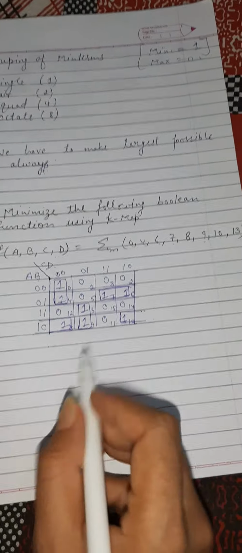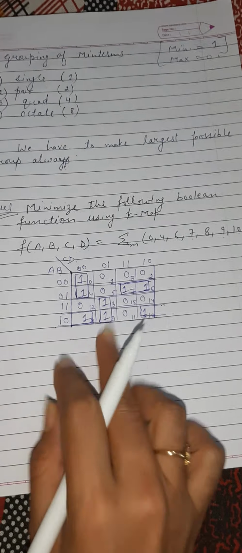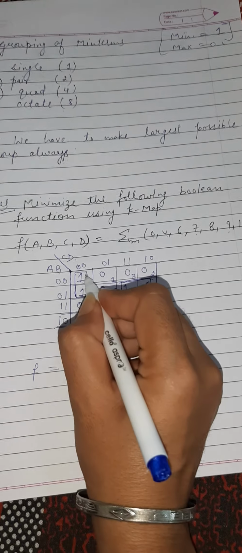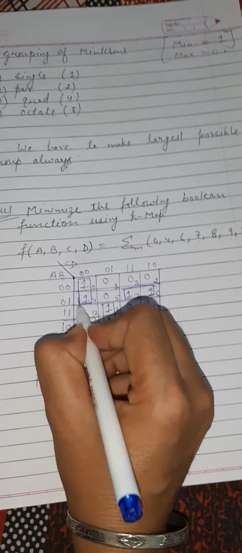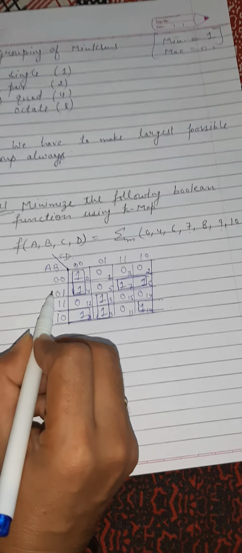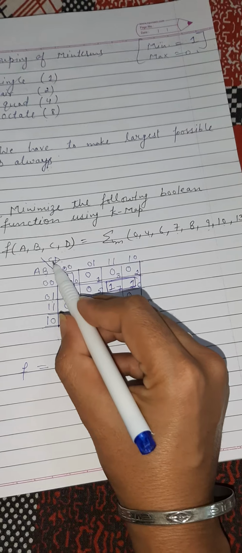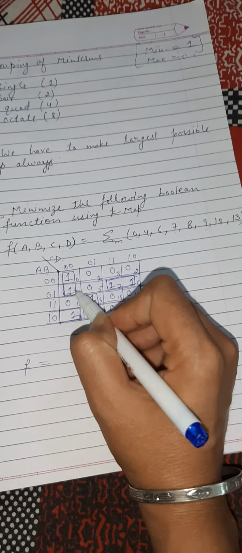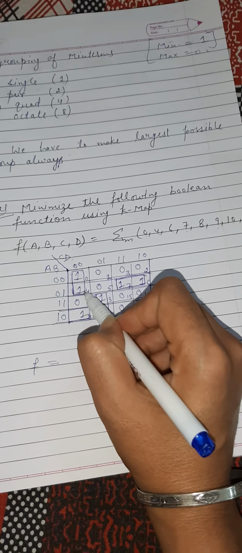Okay. Now as I have filled all the ones and made groups, we have to write a Boolean expression for this K-map. So see how to write it. F is equal to, for this we will check the groups. In this group, the variable A is 0, 0 and the variable B is 0 to 1, and the variable C is 0 for the whole group, and the variable D is 0 for the whole group.